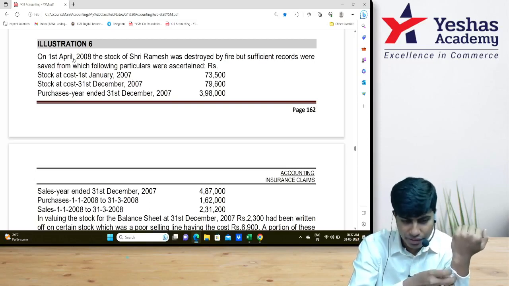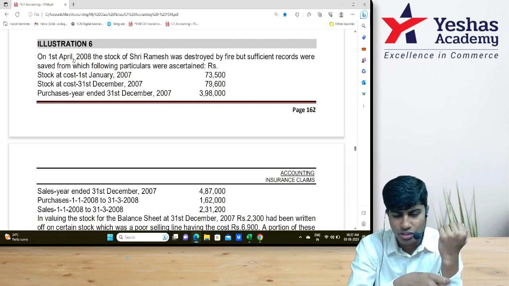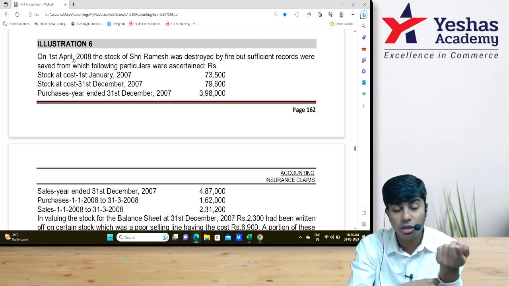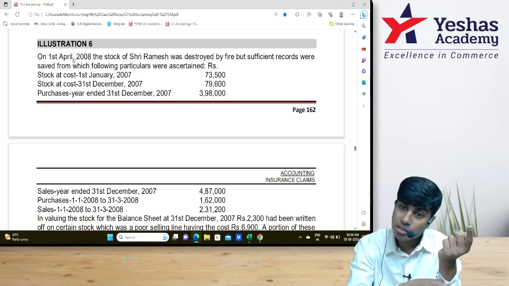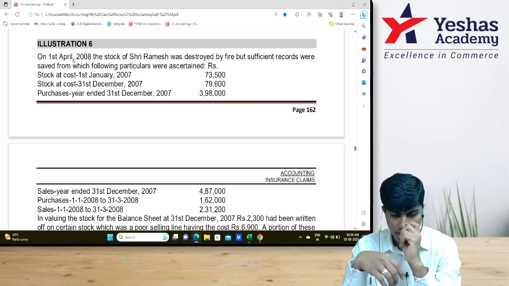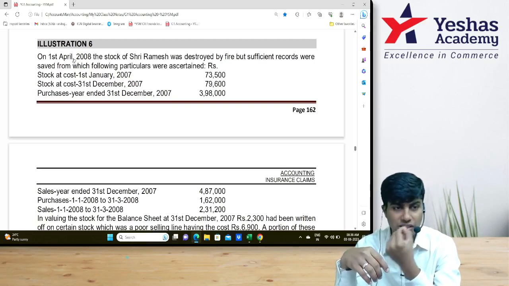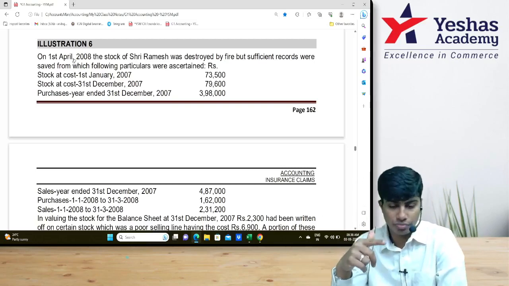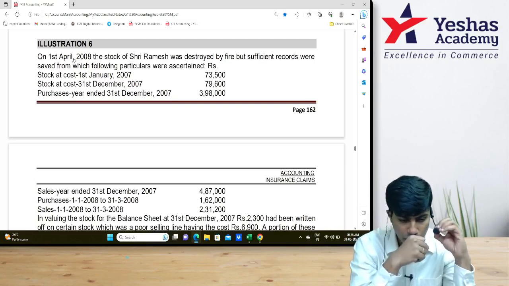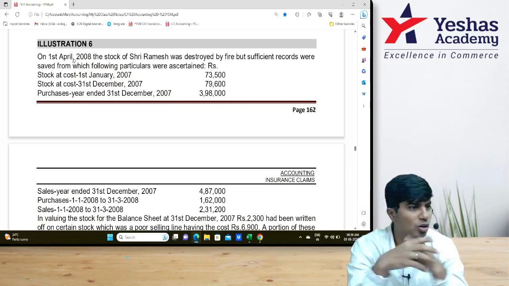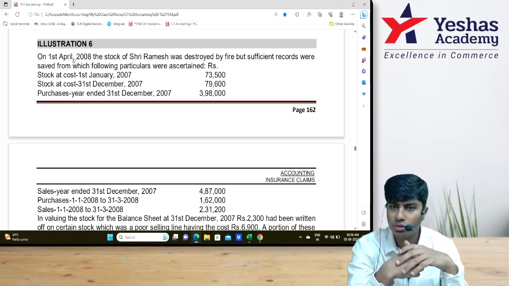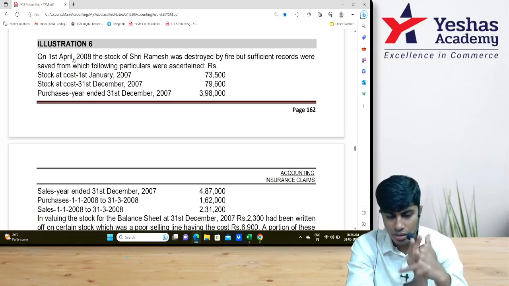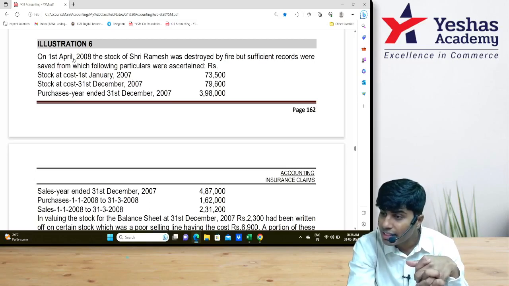Okay, fine. So stock as on 1st of January 2007, trading account, previous year, right next to it, PY. Previous year opening stock. This is not the memorandum trading account period. And stock at cost on 31st of December 2007 is previous year closing stock and current year opening stock. And purchases for the year ended 31st December 2007, previous year, right there. Yes.